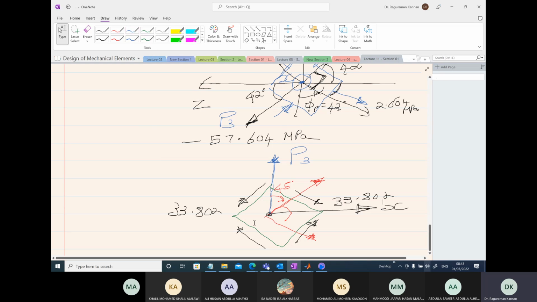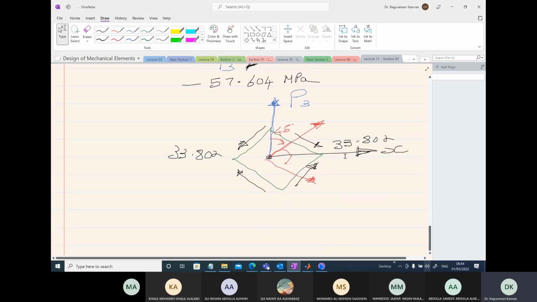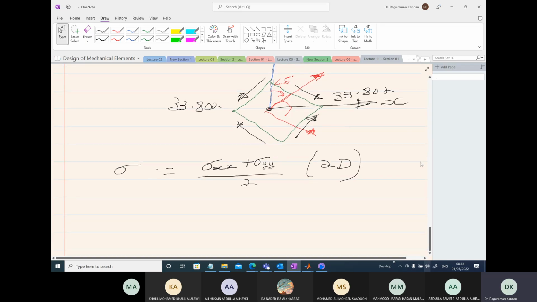The normal stresses are not zero corresponding to the maximum shear stress direction, and the normal stresses are simply given by the formula sigma xx plus sigma yy over 2 if it is a 2D problem. If it is a 2D problem, this will be the case. But in a 3D problem, we need to be a little bit more careful.